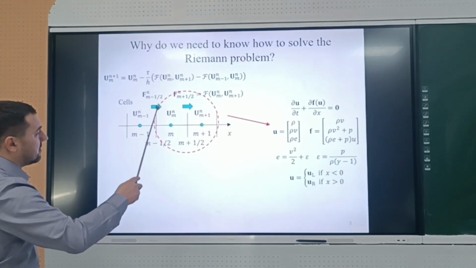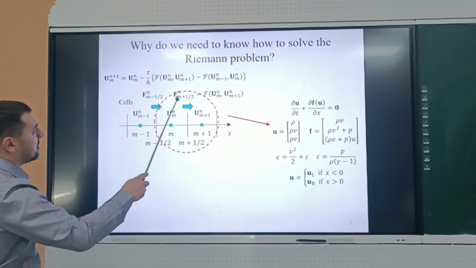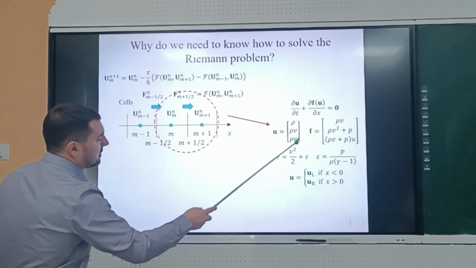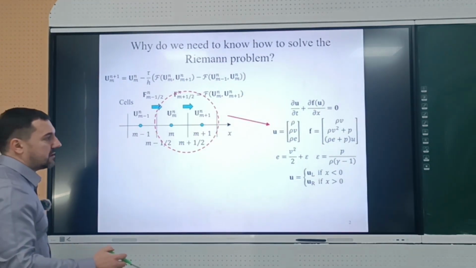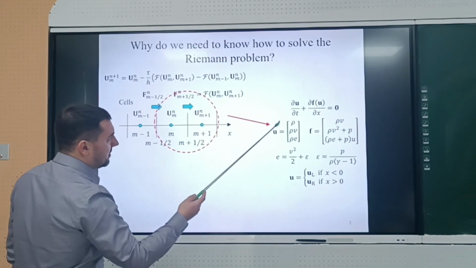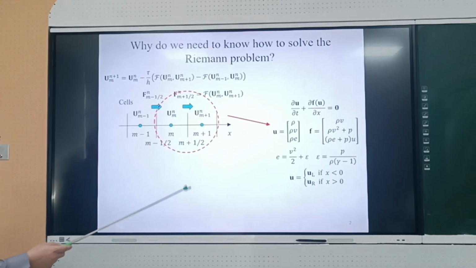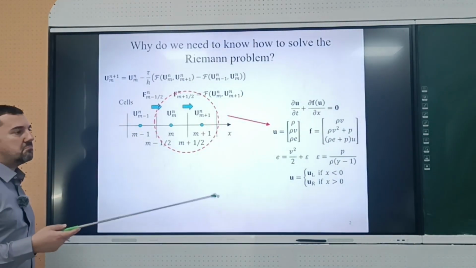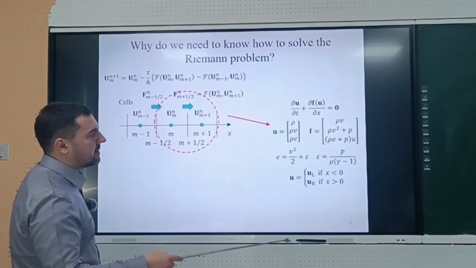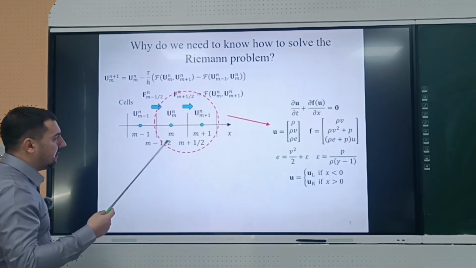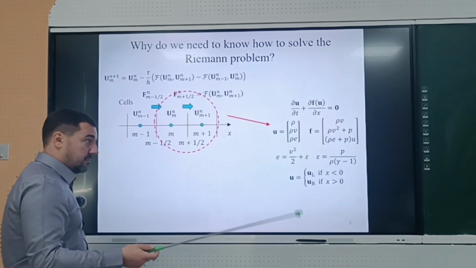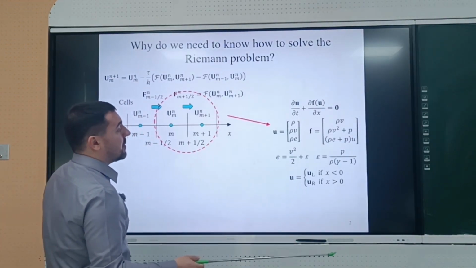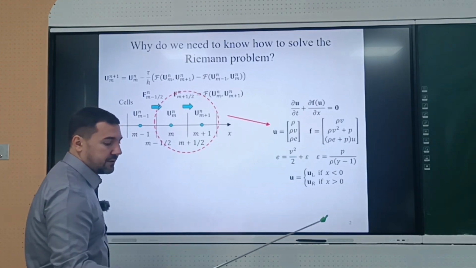And if we want to understand how to compute this numerical flux, we need to know how to solve the Riemann problem for the Euler equations. Because if we know the solution of this problem, we can use the exact solution or some approximation of this solution in the computation of the numerical flux. And we started the preparation for the solution of this problem.